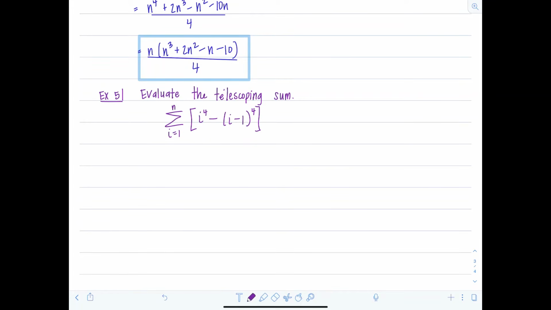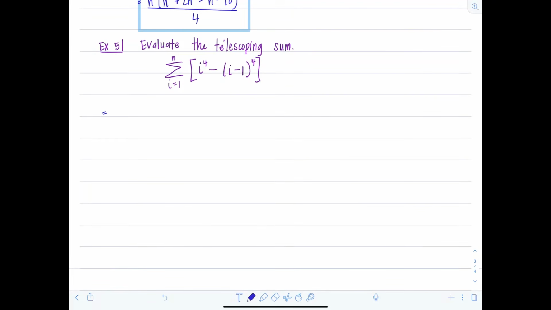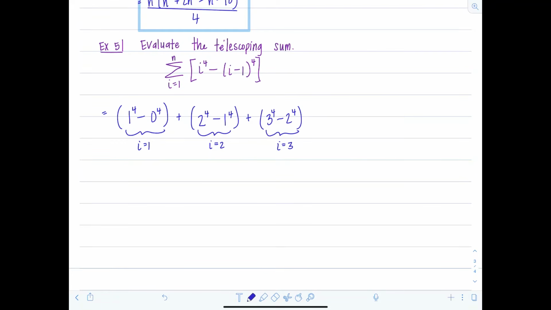And the way to evaluate it is you just start listing out the first few terms and see what sort of pattern emerges. Okay, so I'm going to start with i equals 1. So this is going to give me 1 to the 4th minus, if I'm substituting i equals 1, I'm going to have 0 to the 4th, right? So this is for i equals 1. Plus, now if I substitute in i equals 2, I have 2 to the 4th minus 2 minus 1, that's 1 to the 4th. This is i equals 2. Plus, let's keep going, I'm going to have 3 to the 4th minus 2 to the 4th, that's i equals 3. And then you can see the pattern's going to continue.